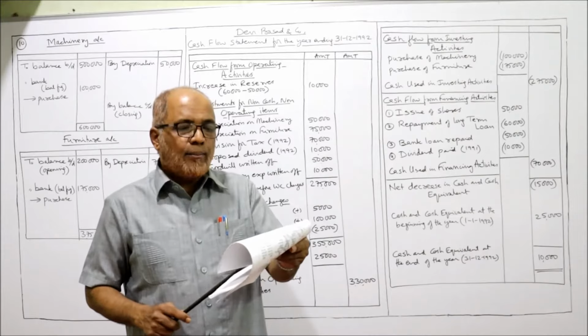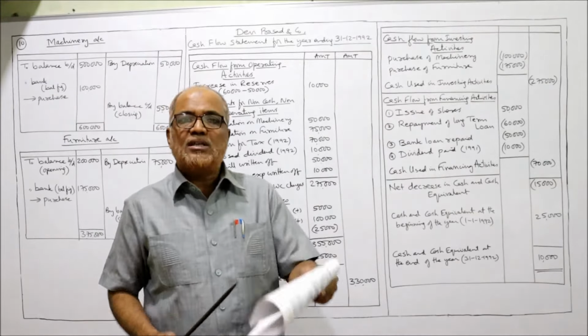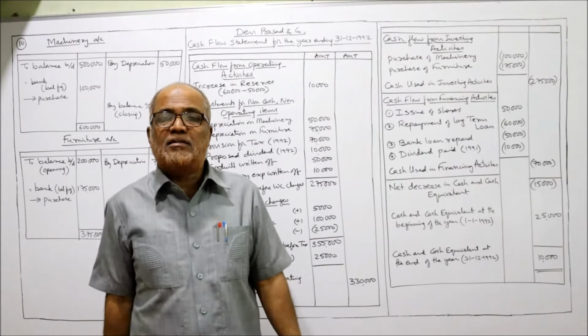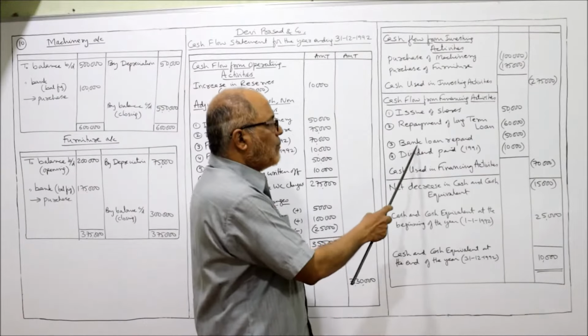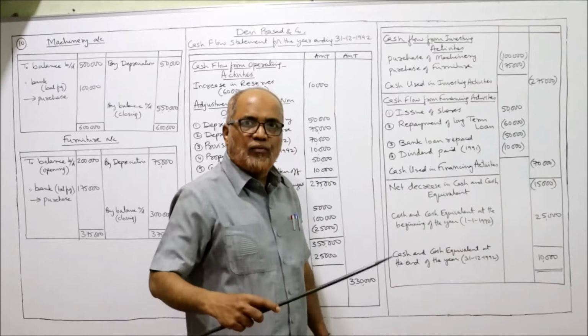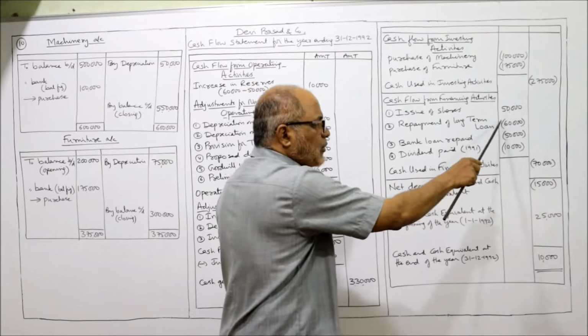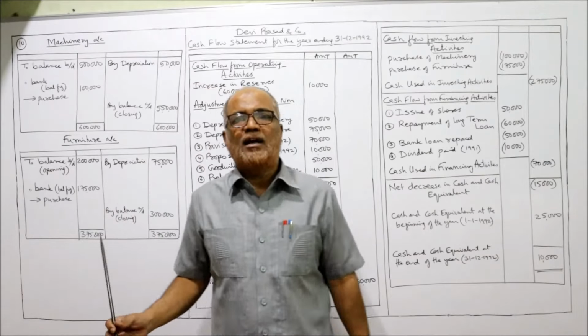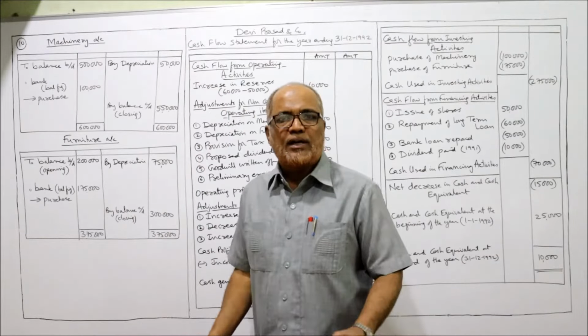Now bank loan. One more loan is there. Bank loan last year 50,000, this year nil. No bank loan at all. That means bank loan is repaid. So repayment of bank loan 50,000 outflow. All outflows we will put in brackets. Then current liabilities. Current liabilities will be taken under working capital, increase or decrease.